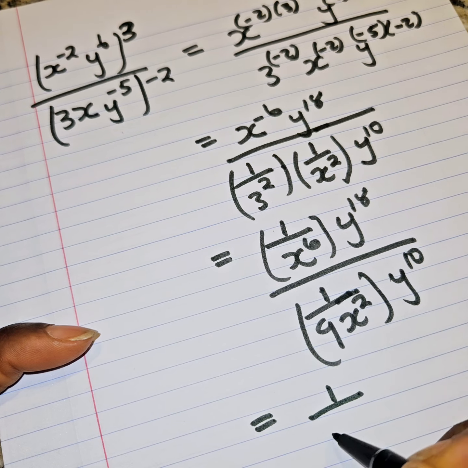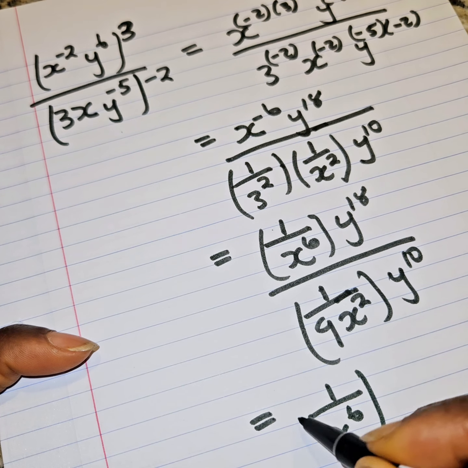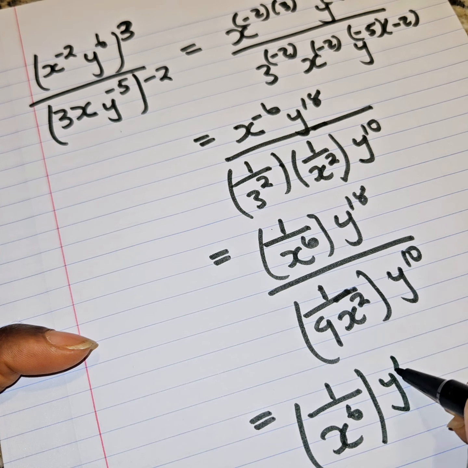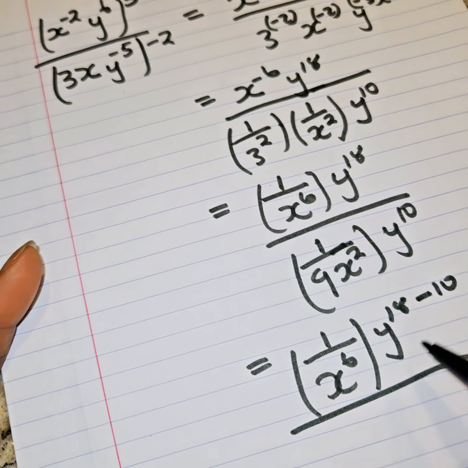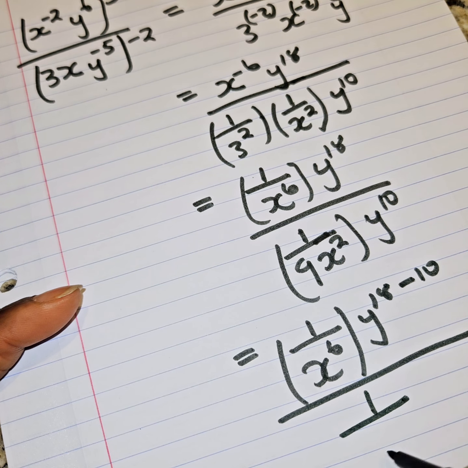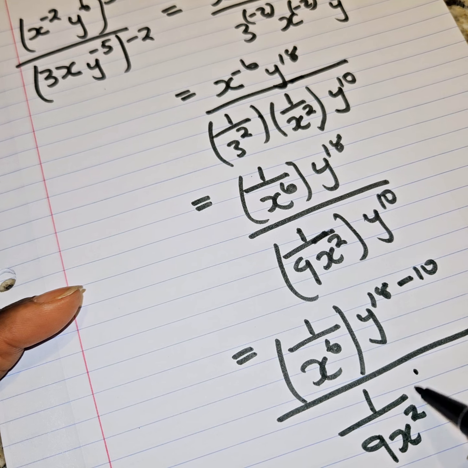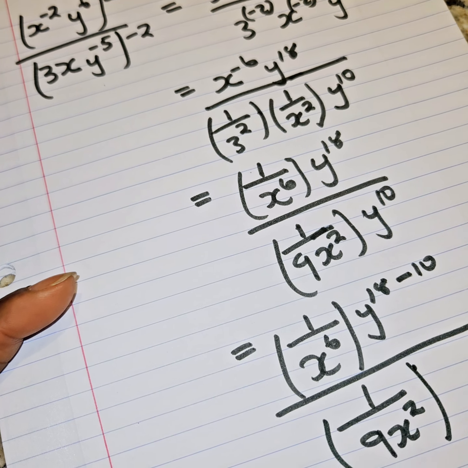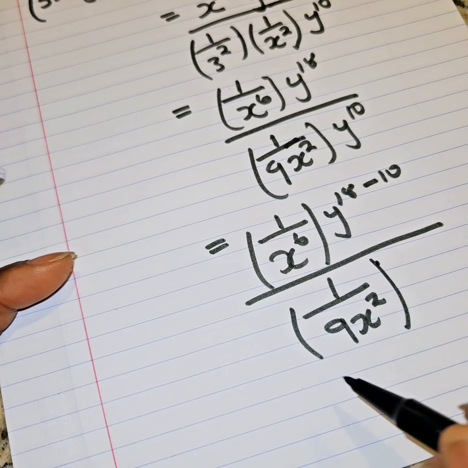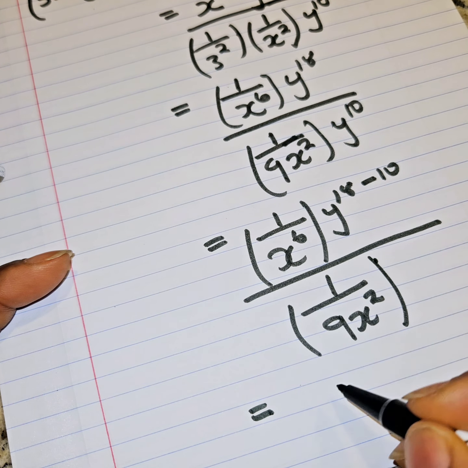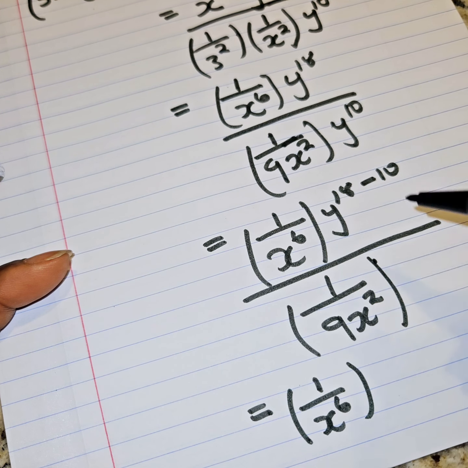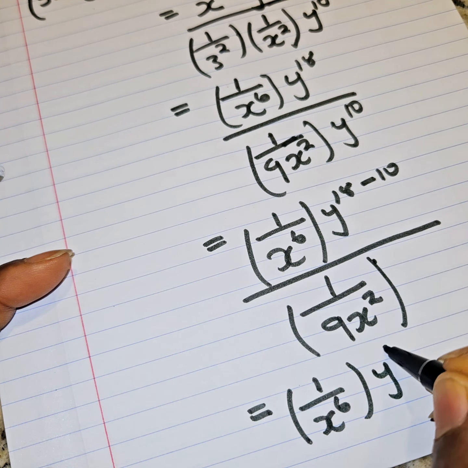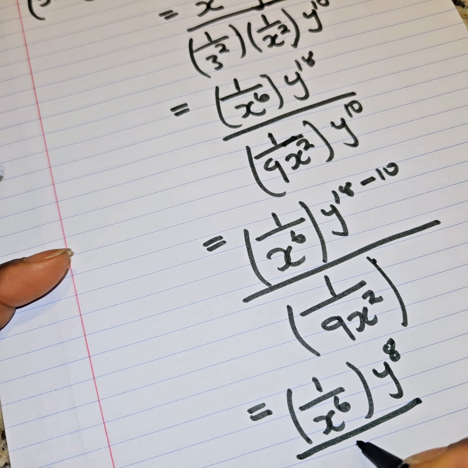Remember we said that if we rewrite this, then we can do this as y to the 18 minus 10, because this goes up, all over 1. The next step is going to be 1 divided by x to the 6 times y to the 18 minus 10, which is y to the 8, all over 1 over 9x squared.